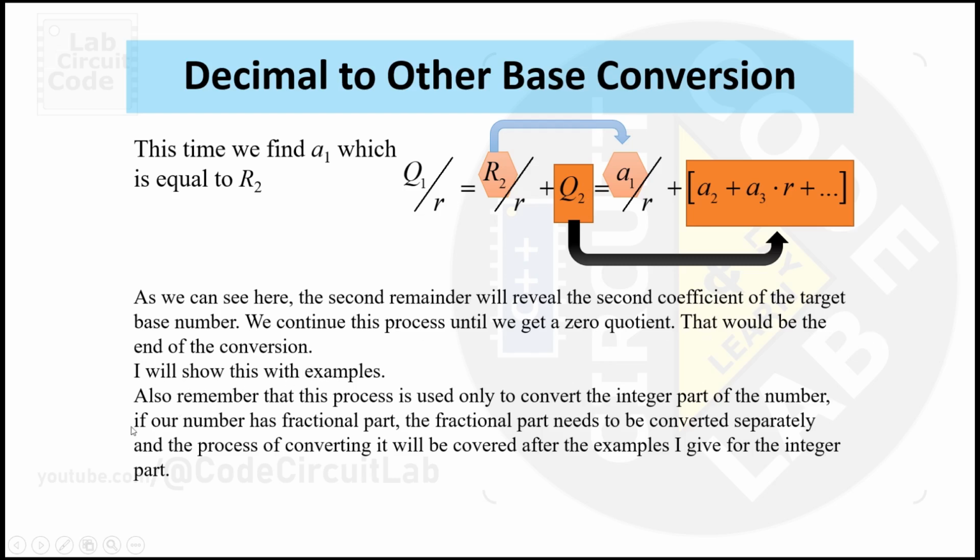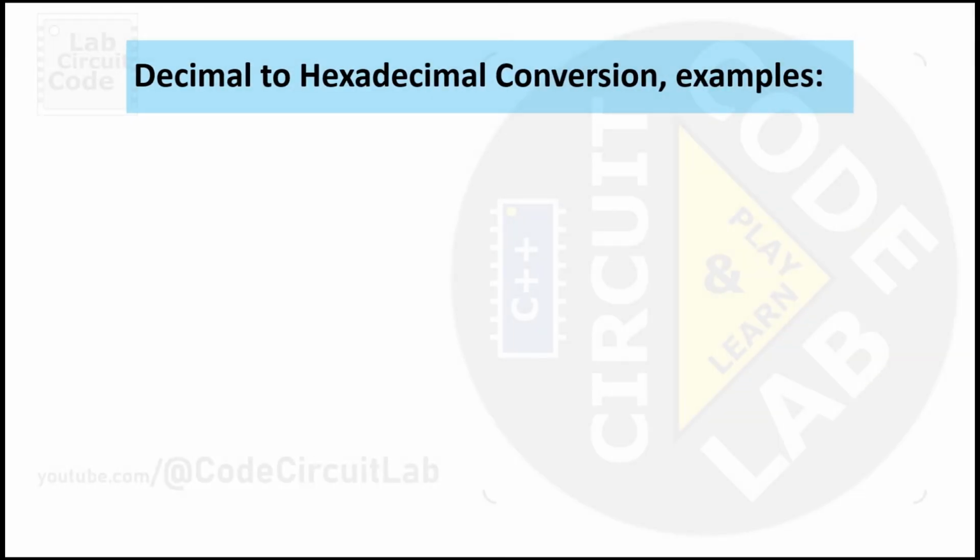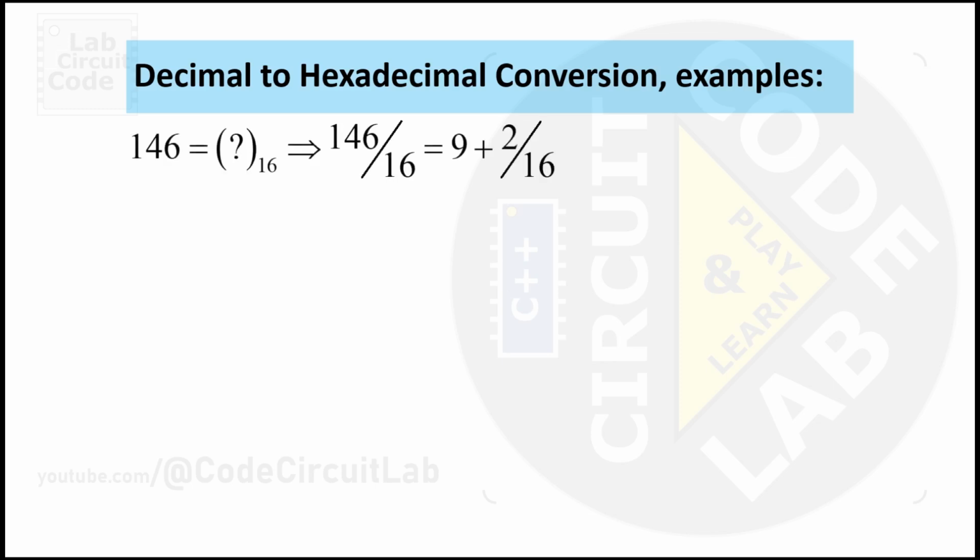I will show this with an example. Also remember that this process is used only to convert the integer part of the number. If our number has a fractional part, the fractional part needs to be converted separately, and the process of converting it will be covered after the examples I give for the integer part. So first, let's see some examples of this. We have an example of decimal to hexadecimal conversion.